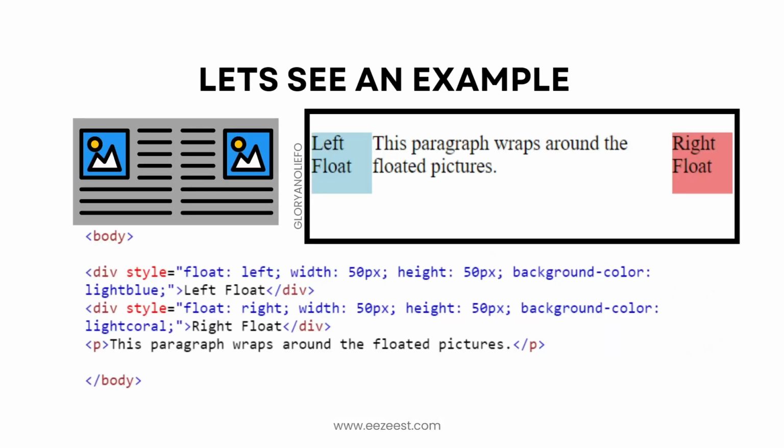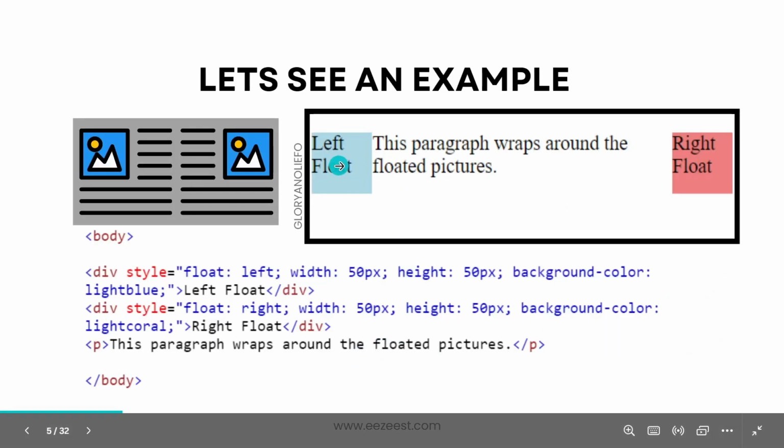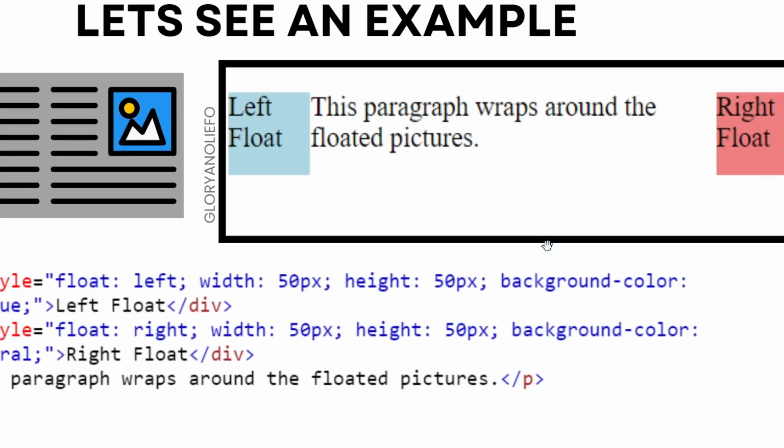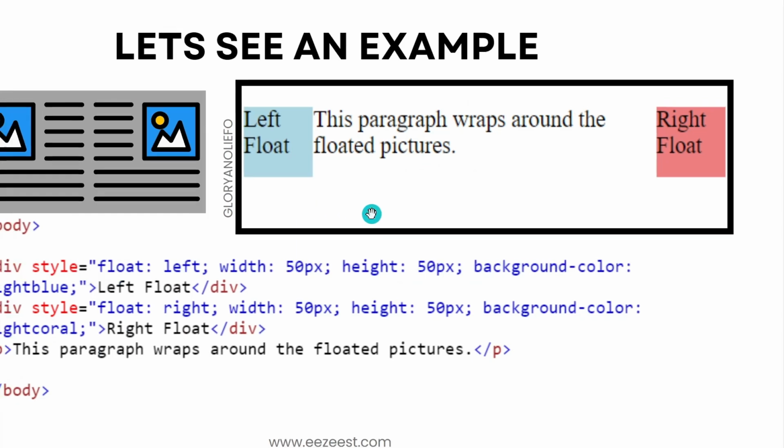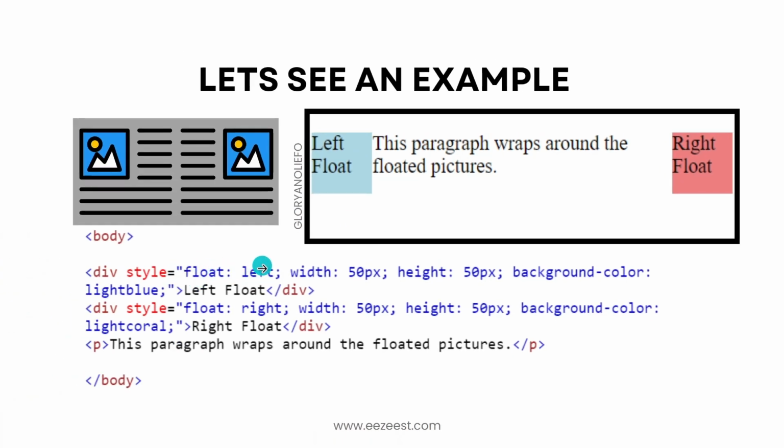Let's see an example. So here we have two boxes. Let me zoom it in so you can see. So we have two boxes floating to the left and right, and a paragraph wrapping around them. In my code here, you're going to notice how I have assigned the value left to the property of float. That's why this div here floats to the left of the web page. And on the second div, we've applied the value of right to the property of float. That is why this second box floats to the right of the web page.